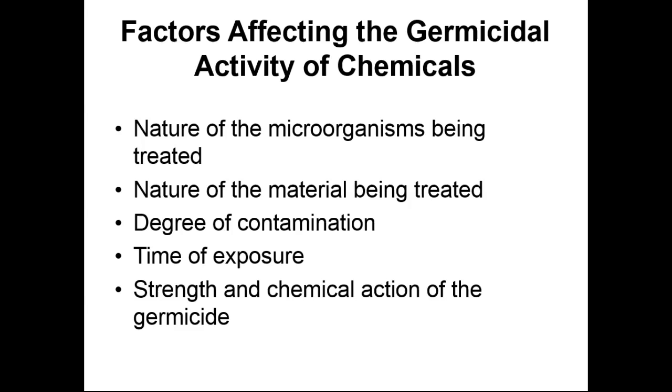When we look at our germicidal agents, the nature of the microorganism being treated is going to affect the activity of the chemicals. Other things that affect the activity of the chemicals include what kind of material we're treating, or the degree of contamination, what is the population size of our microorganism, how long we expose that microorganism to the chemical, and finally, what is the concentration of the chemical that we're exposing the microorganism to. Highly concentrated bleach, generally speaking, is more effective than dilute bleach at killing microorganisms.